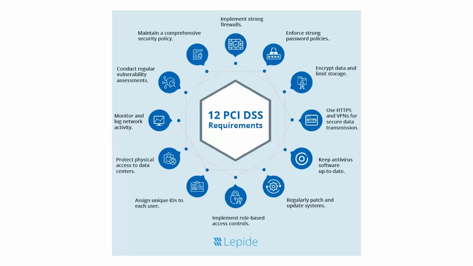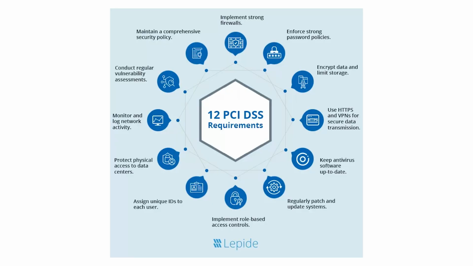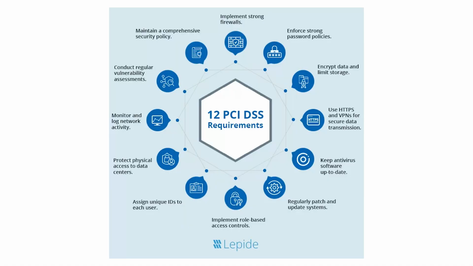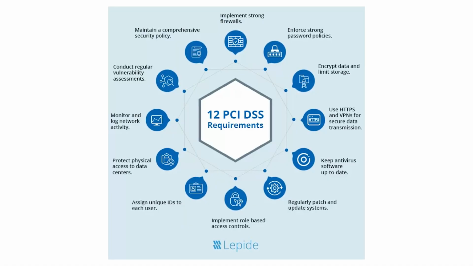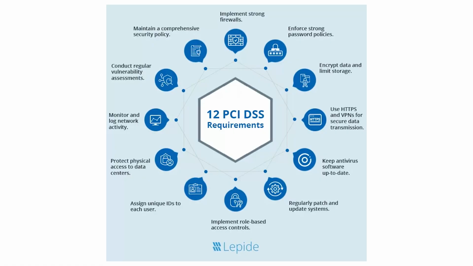Sixth, administrators must develop and maintain secure systems and software. Seventh, access to system components and cardholder data must be properly restricted based on business needs. Eighth, systems must be set up for secure identification and authentication of users accessing system components. Ninth, physical access to cardholder data must be restricted and secured.